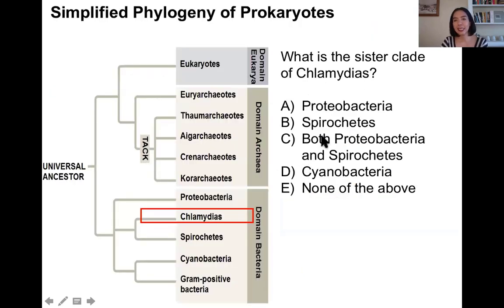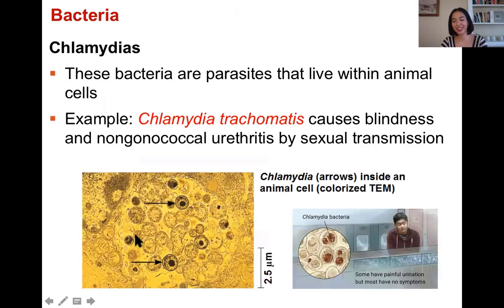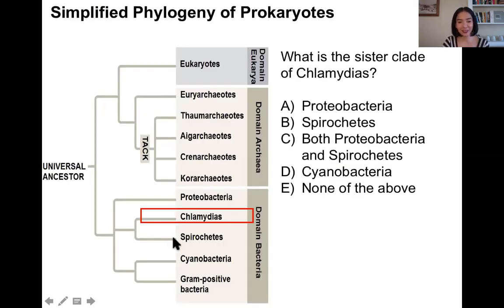Now, what's the sister clade of chlamydias? A, protobacteria, B, spirochetes, C, both protobacteria and spirochetes, D, cyanobacteria, or none of the above. Okay, let's take a look. So chlamydias are right here. Let's go back to the most recent common ancestor, which is right here. What is the sister? Oops. The sister is right here, spirochetes, okay?